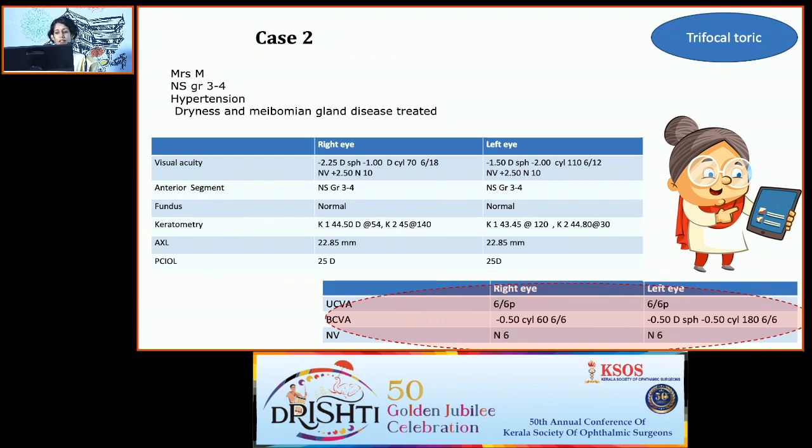Mrs. M also had a significant toric power when we did her biometry, so we advised her to undergo a trifocal toric IOL. The patient developed uncorrected visual acuity of 6/6 in both eyes and a near vision of N6 in both eyes. And now the patient is spectacle free for distance, intermediate and near. Her relatives are now making fun of her that she looks much younger without her spectacles and she should just wear them to look good.